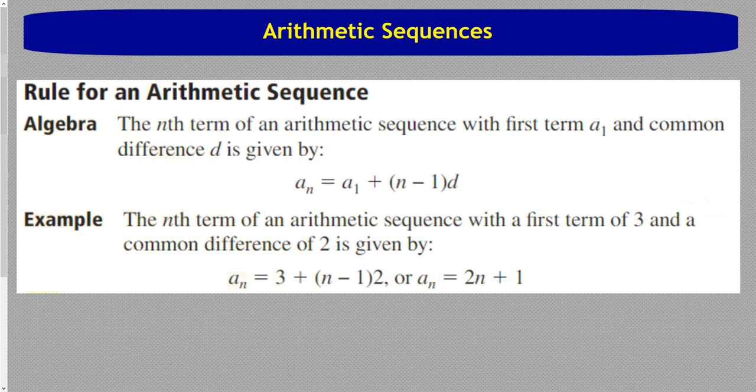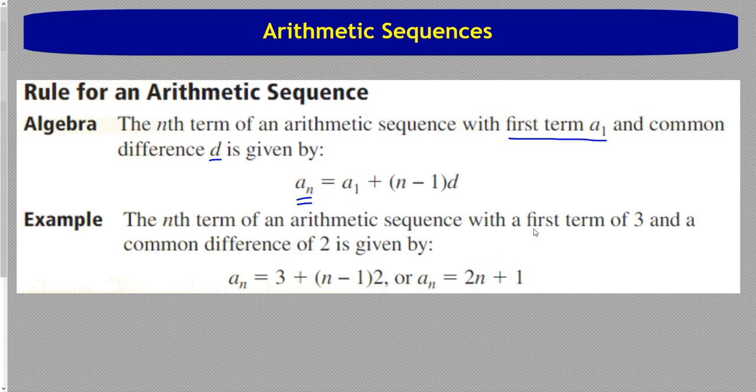So to write a rule for an arithmetic sequence is not too hard. The nth term of an arithmetic sequence, when the first term is a sub 1 and the common difference is d, here's the rule. The nth term is equal to the first term plus the index minus 1 times d.